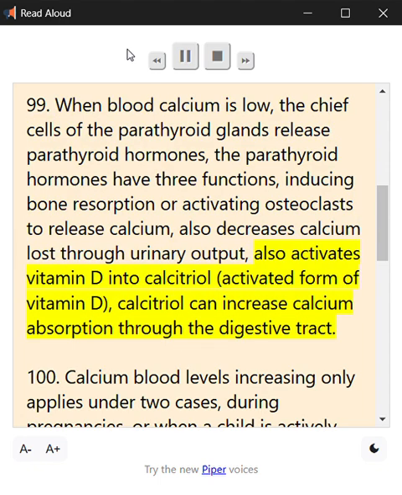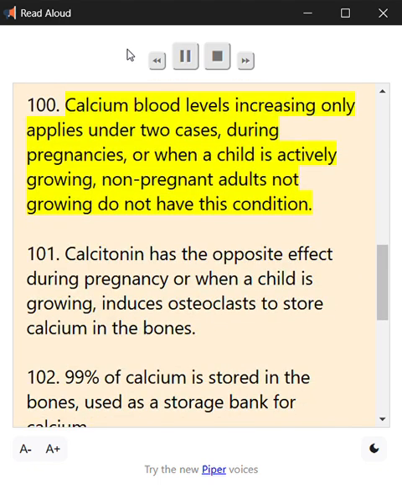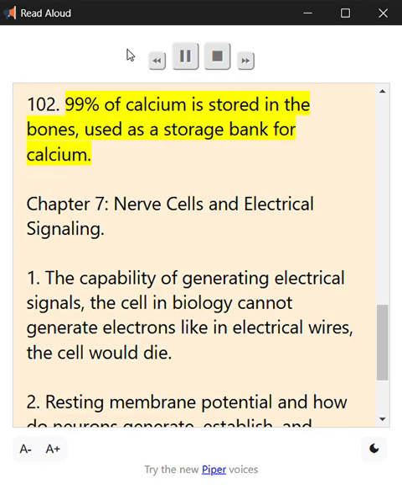It also activates vitamin D into calcitriol. The activated form of vitamin D, calcitriol, can increase calcium absorption through the digestive tract. 100. Calcium blood levels decreasing only applies under two cases: during pregnancies, or when a child is actively growing. Non-pregnant adults not growing do not have this condition. 101. Calcitonin has the opposite effect during pregnancy or when a child is growing, inducing osteoclasts to store calcium in the bones. 102. 99% of calcium is stored in the bones, used as a storage bank for calcium.